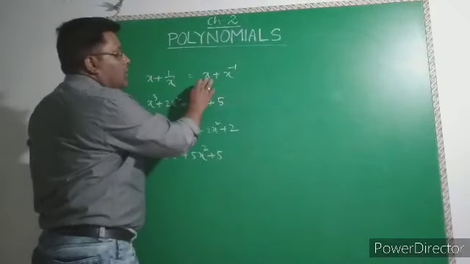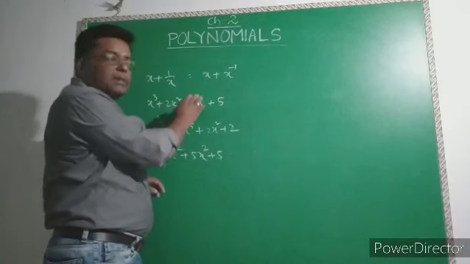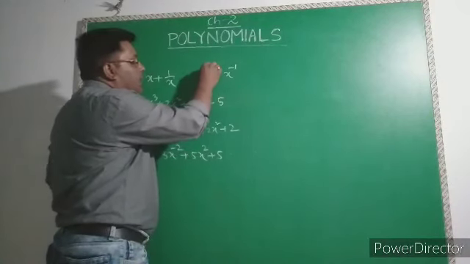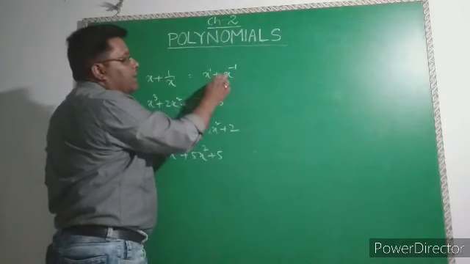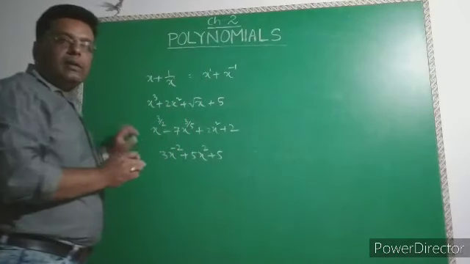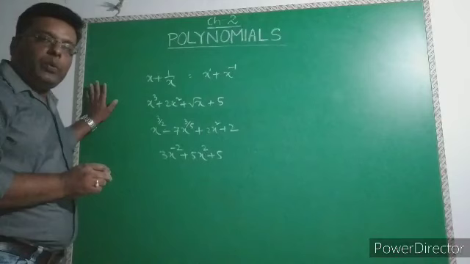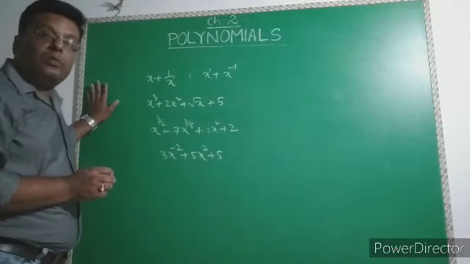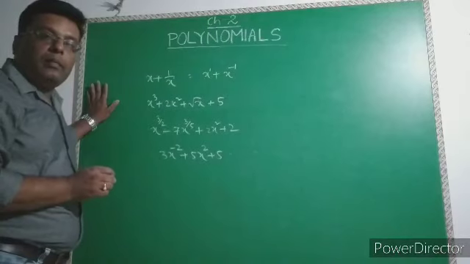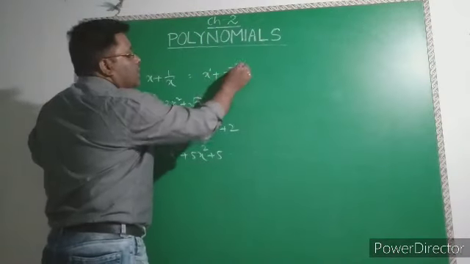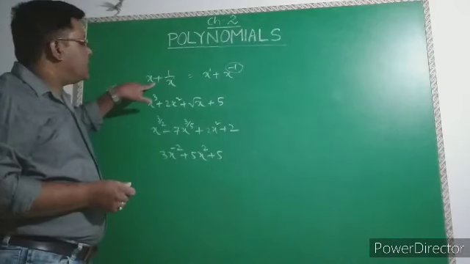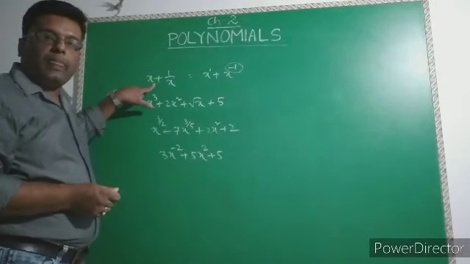In this algebraic expression, the variable is x, but the exponents are x to the power 1 plus x to the power minus 1. By the definition of a polynomial, the powers of x should be whole numbers. But here we have minus 1, which is not a whole number. So this is not a polynomial.